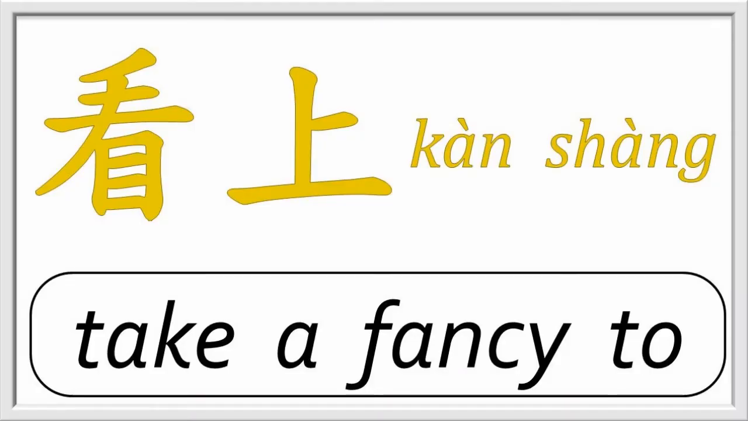Another expression is kan shang, meaning to settle or decide on an item or take a fancy to a person or thing. The idea is that our gaze, our eye, falls on something and stays there. Kan also means to look at or consider a person or a possible outcome.